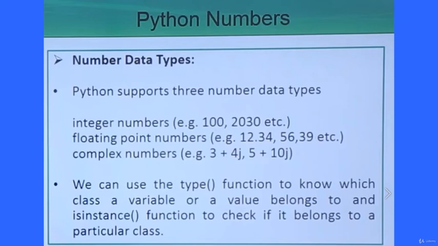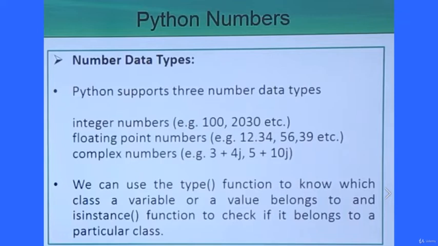Python numbers. We have different types of numbers we can represent in Python, and we shall be discussing that. Number data types. Python supports three number data types. The first one is the integer. Integer numbers are like 100, 2030, as an example. Then floating point numbers, with examples given, and complex numbers, which are to be written in this particular format, like 3 plus 4j, 5 plus 10j, in this way.